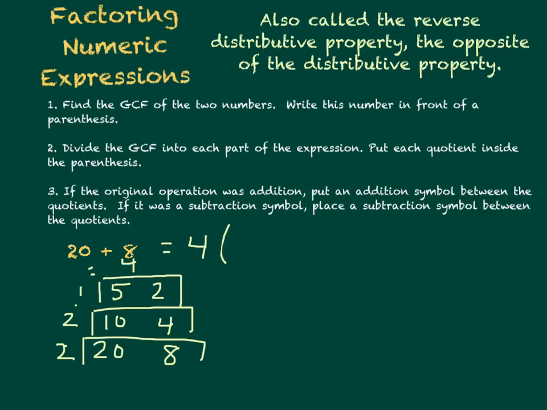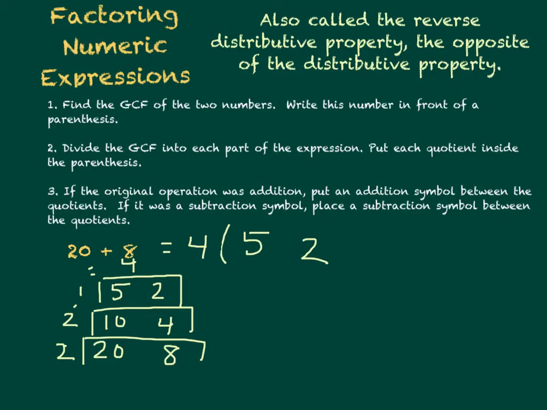We know that a multiplication symbol is understood to be there, so I can leave it just like this. Then it asked me to divide the GCF, so in this case, my GCF was 4, into each part of the expression. So I want to divide that 4 into 20, and I want to divide that 4 into 8. I'm going to put each quotient inside the parentheses. So if I divide 4 into 20, I'm going to get 5. And if I divide 4 into 8, I'm going to get 2.